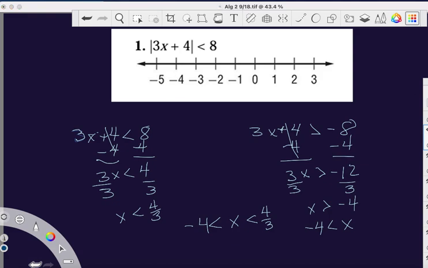I didn't say it was going to be easy. So again, open circles. Oh, sorry, it's over here. 1 1/3. So is this a line? You connect the dots.